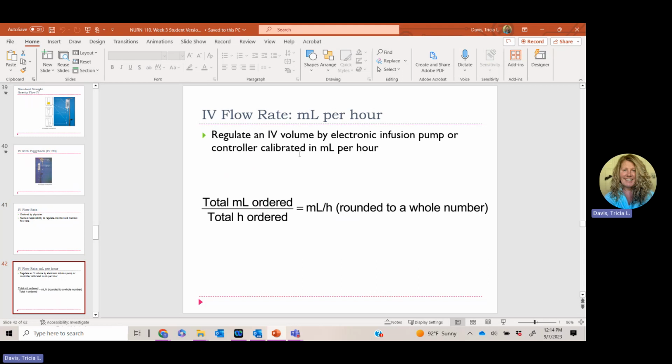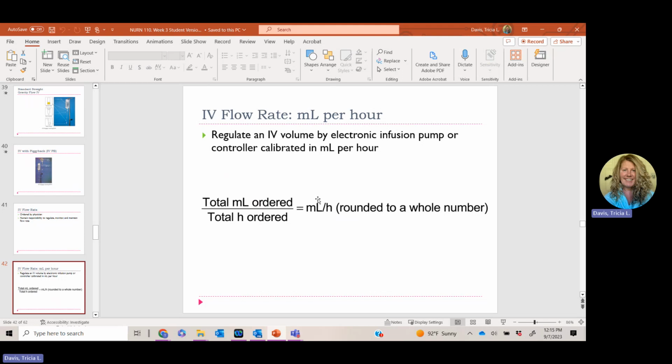So this is the conversion that we will use for our IV flow rates for mLs per hour. We're going to regulate an IV volume by electronic infusion pump. So it's going to go through a pump or a calibrated controller in an mL per hour fashion. To do that, we would use this formula. We would take the total mLs that are ordered by the doctor, and then we would put the total hours ordered, and that would give us our infusion amount per hour.